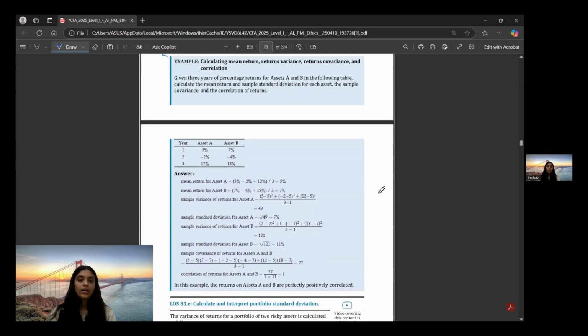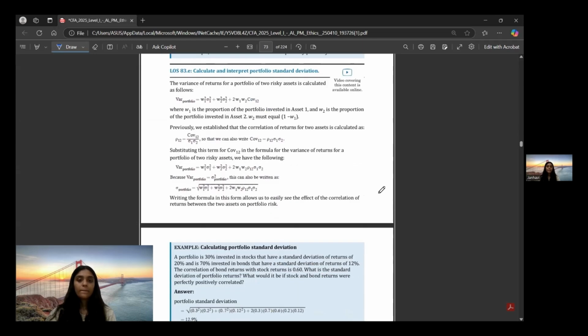Next is calculate and interpret portfolio standard deviation. So how to calculate standard deviation of a portfolio? This is the formula. We have learned this even before in this lecture. So just learn about it. What is standard deviation? It is the risk of the asset.